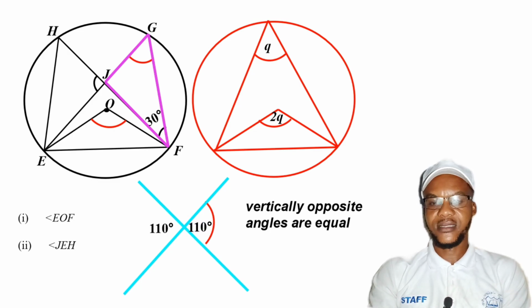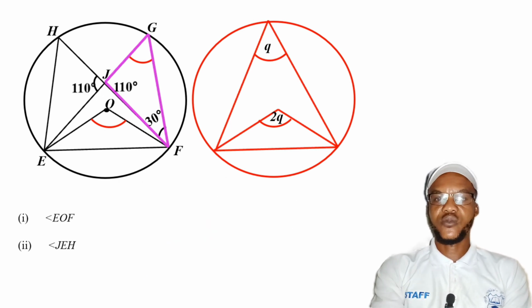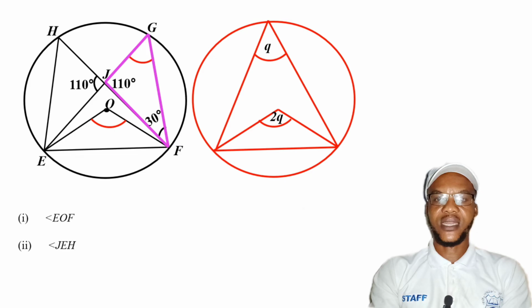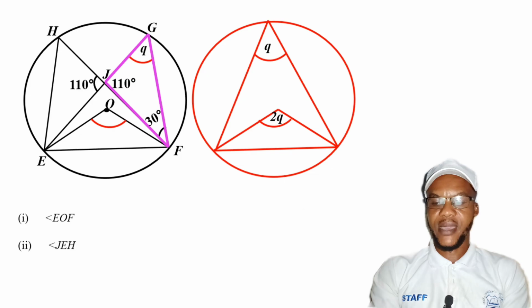If that is the case, then we can conclude that those two angles are equal. Once we have that angle as 110 and we've also got 30 degrees, then we can find the other one easily by what?